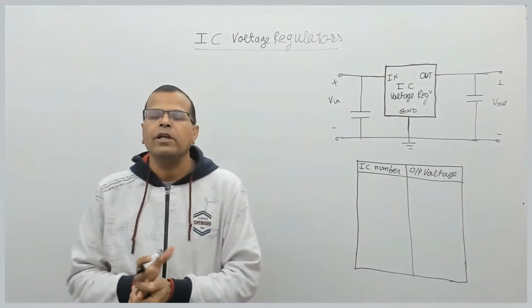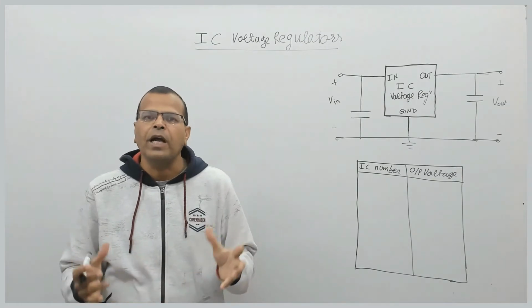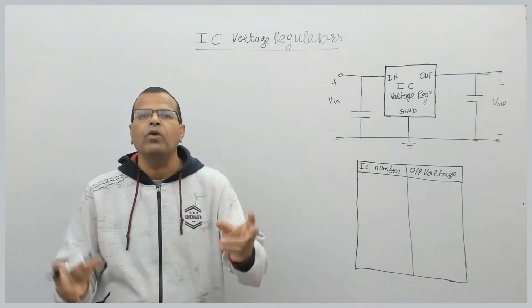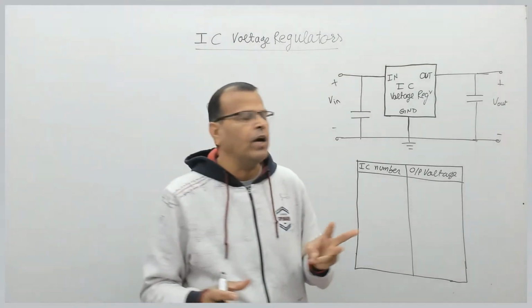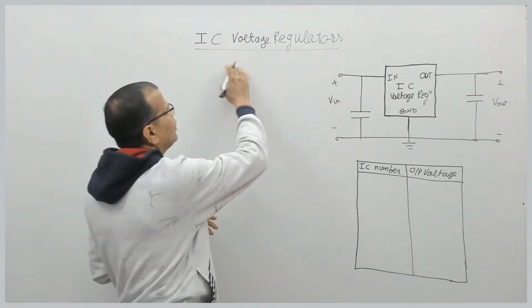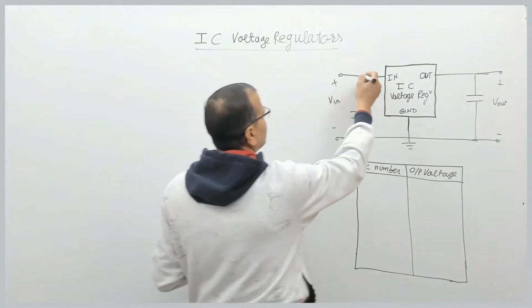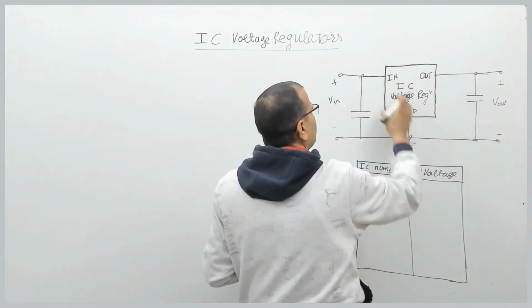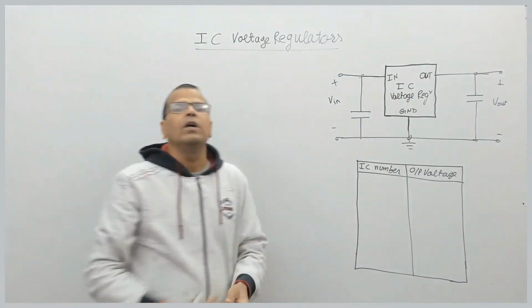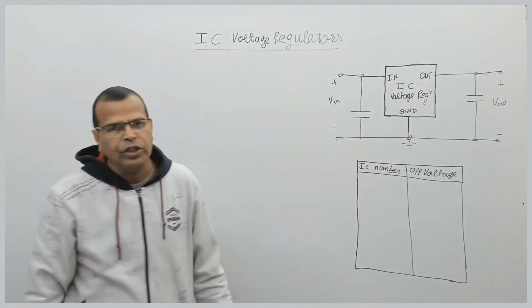IC voltage regulators are of different types, but here we will be talking about the 3 terminal IC voltage regulator. We have the 3 pin IC voltage regulator, or 3 terminal IC voltage regulator. This is the general block diagram of a 3 terminal IC voltage regulator.